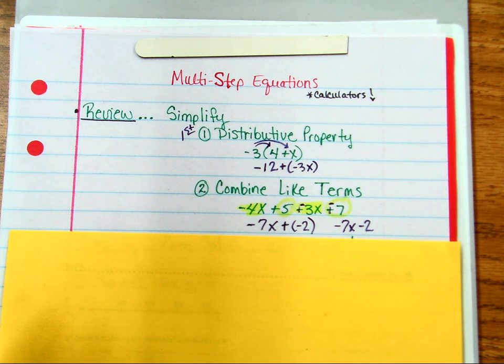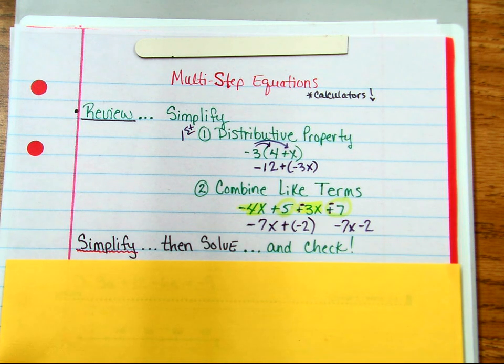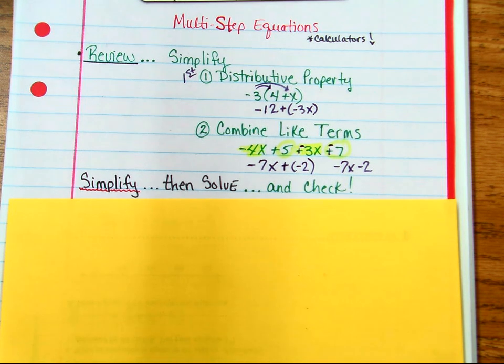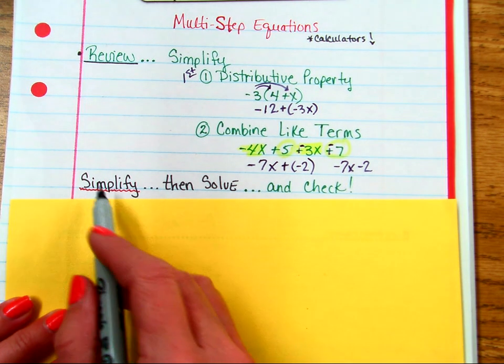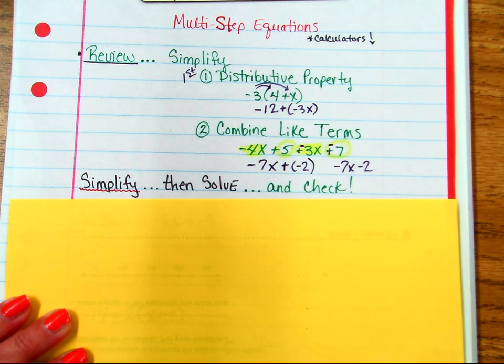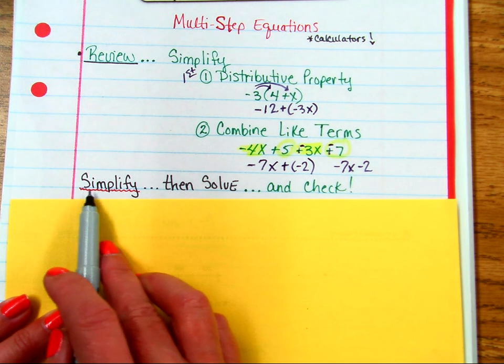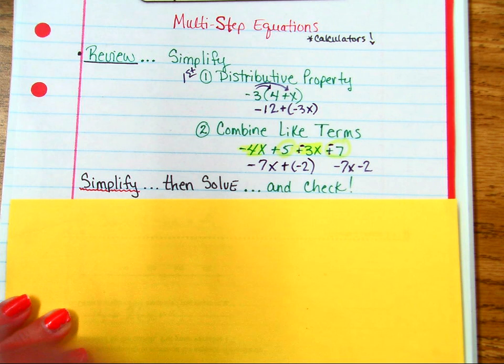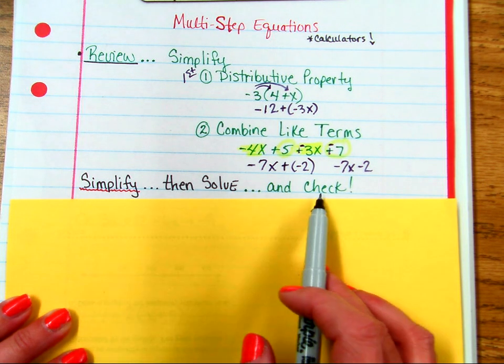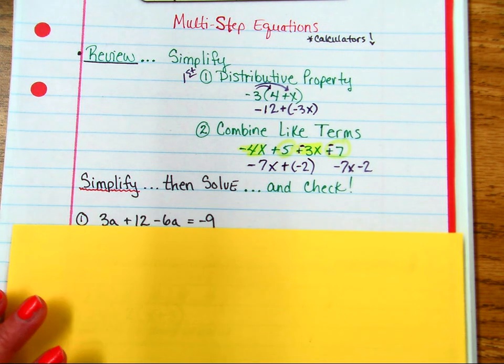So we review this because in multi-step equations, our process is that we are going to have to simplify. We're going to see the distributive property, we're going to have like terms, and we have to simplify first. We simplify, then we solve. It's almost alphabetical, right? Even though they both start with S, that next letter is I, comes before O. We simplify, then we solve, and then finally we check it. Let's do a couple together.